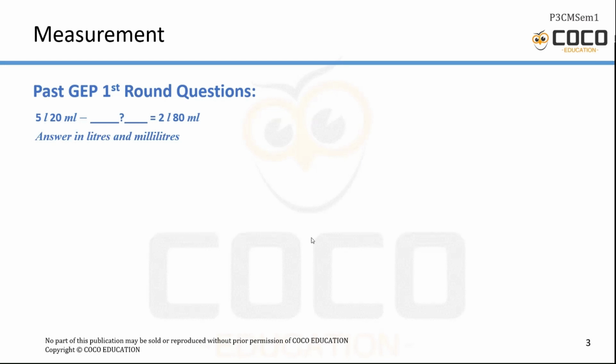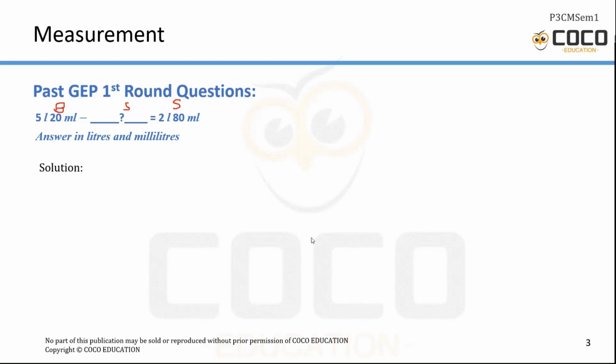When we do this question, first we have an idea. One number minus what number equals another number. So these two are the smaller numbers, and this one is the bigger one. If we want to find the question mark, we always use the bigger one minus one of the smaller ones, so we can get the other one. So we can do 5 liter 20 milliliter minus 2 liter 80 milliliter.